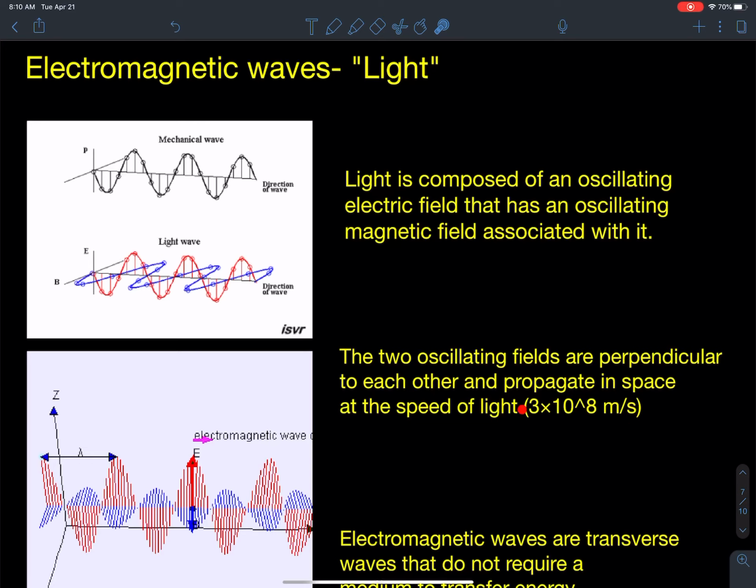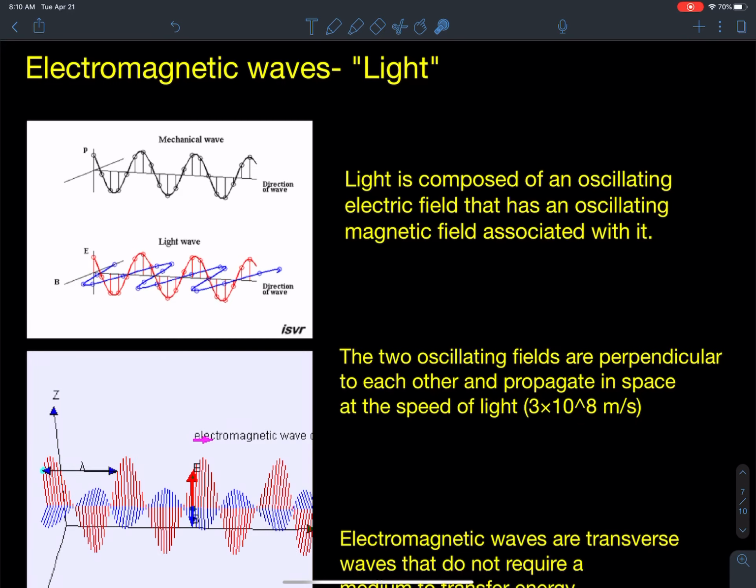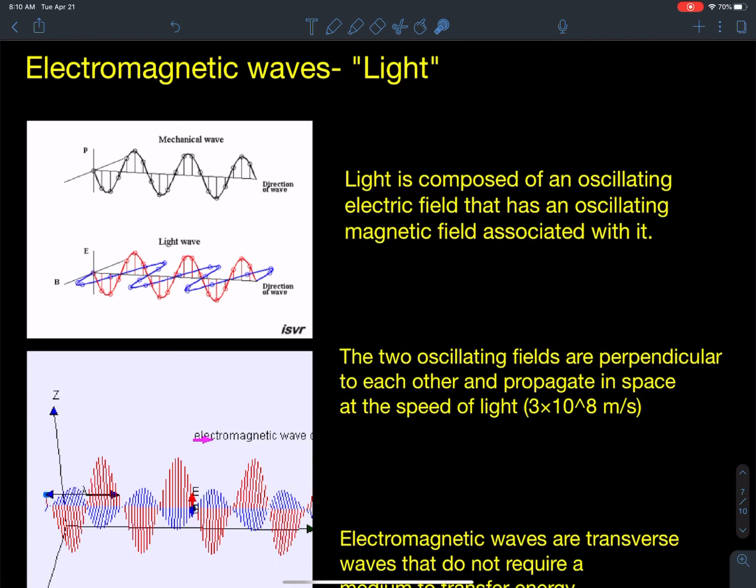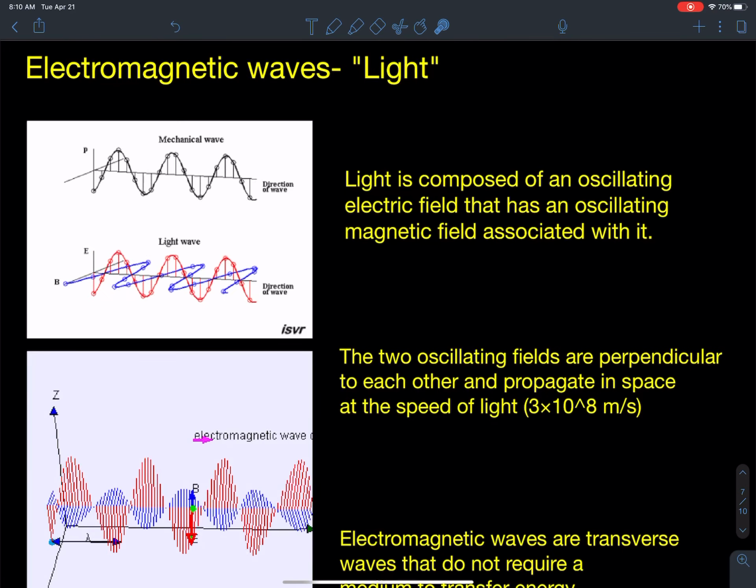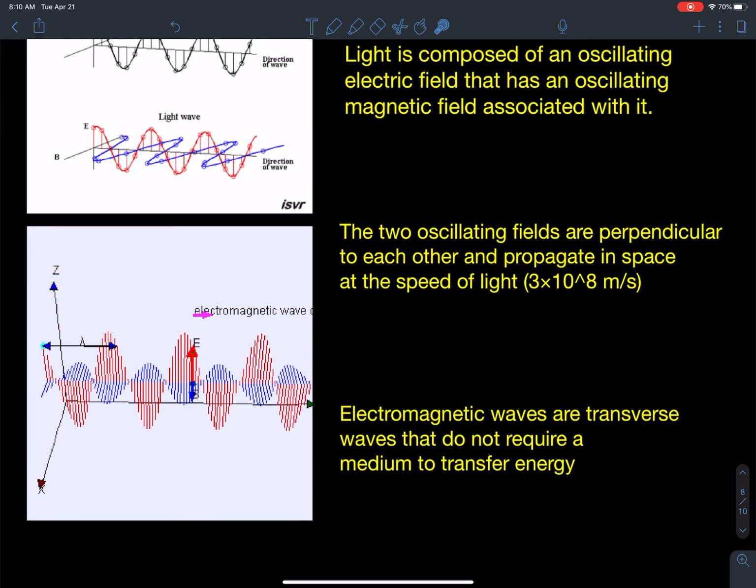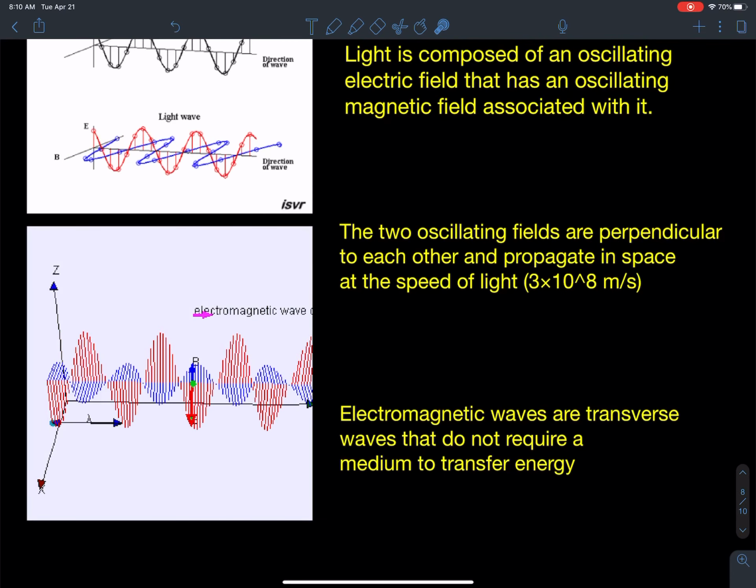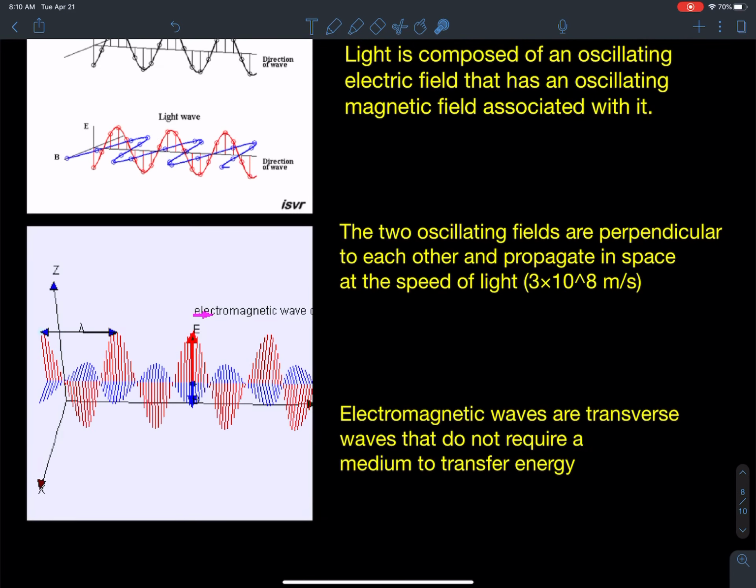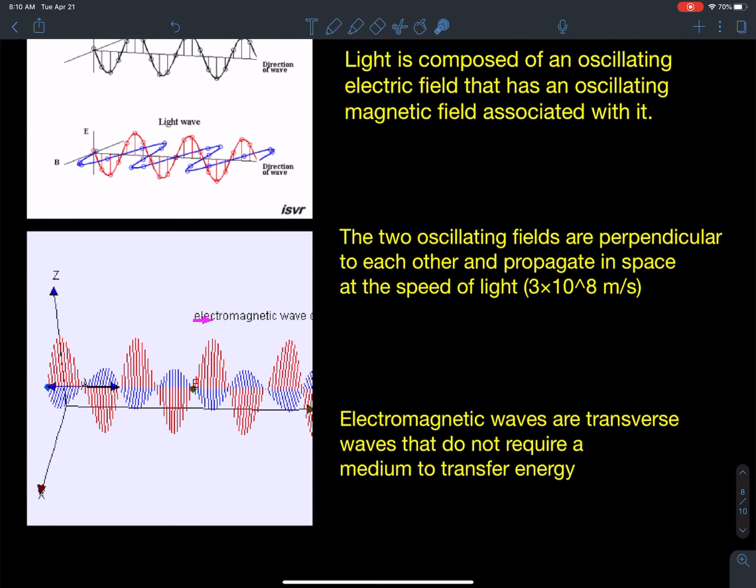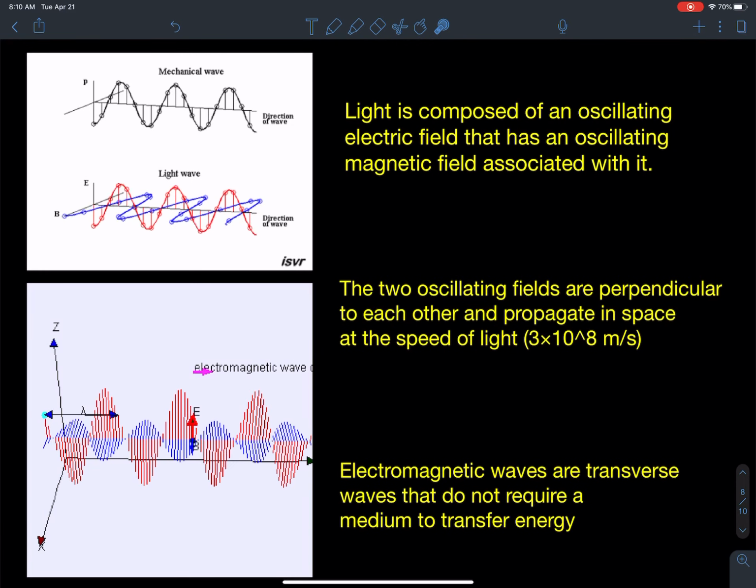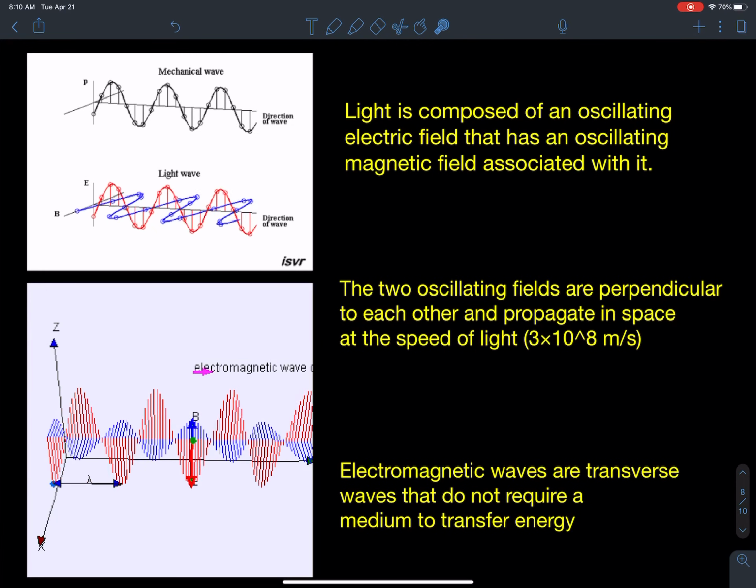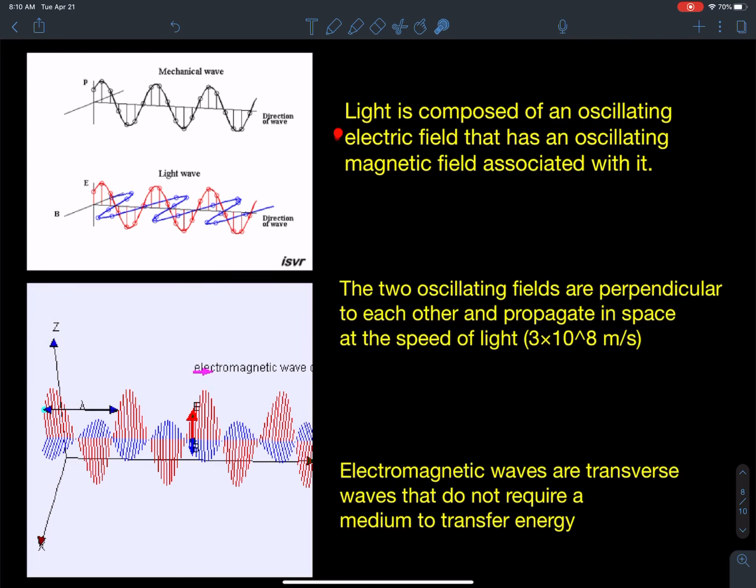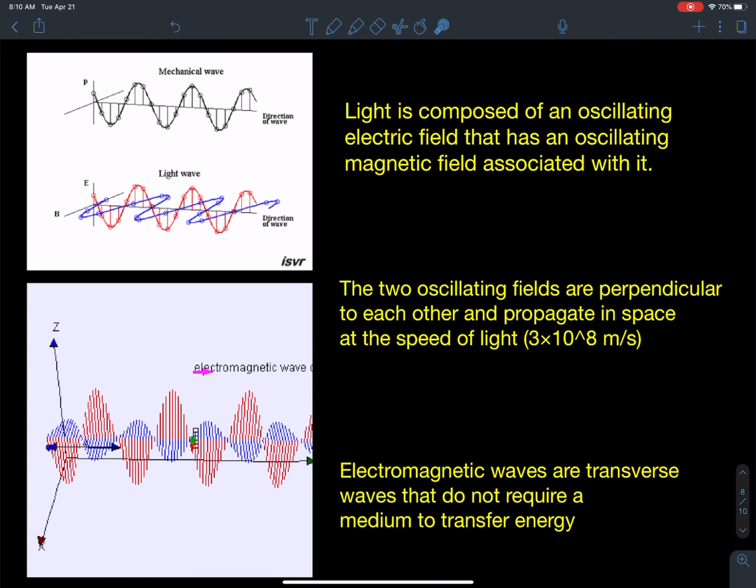When we learn some other properties of light, when we talk about refraction, light can be slowed down, but in a vacuum, it travels at 3 times 10 to the 8 meters per second. Very important number to know. Then electromagnetic waves are transverse, like I said, and they don't require a medium to transfer energy. The reason I have these 3 things down here is often you'll get a question that says, describe 3 important properties of light, and these would be the 3 things that you have to talk about.